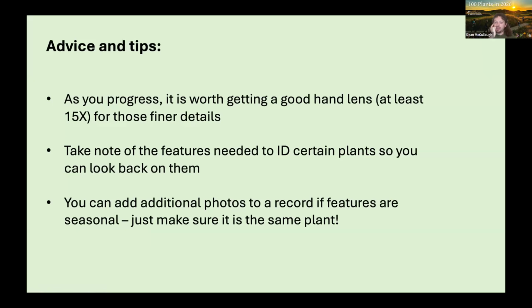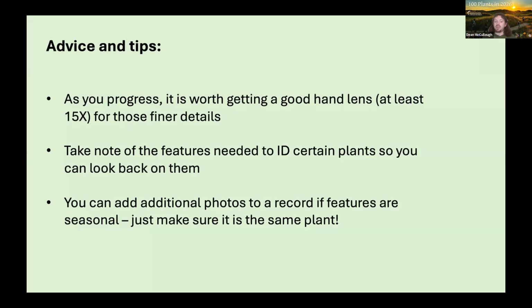You can add additional photos to a record if features are seasonal. So a lot of plants, for example, if you're really into crab apples and trying to find truly native wild crab apples, which isn't beginner friendly, but it might be something that you aspire to, you might want a picture of buds, of the flower, of the leaves, and of the fruit. They're not all going to be together at the same time because there's plant phenology.